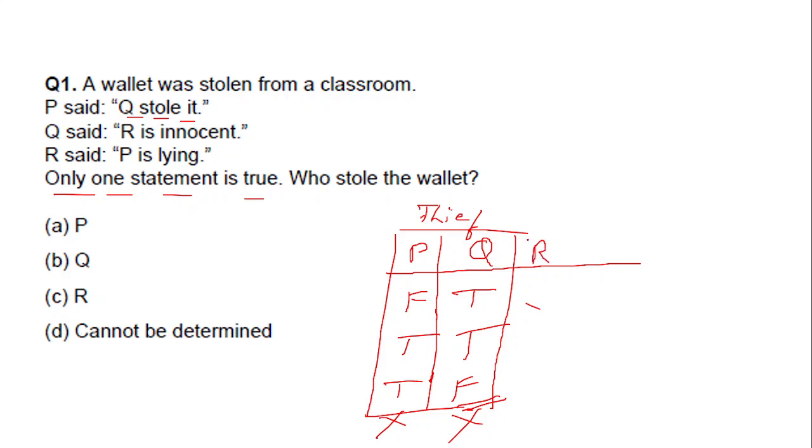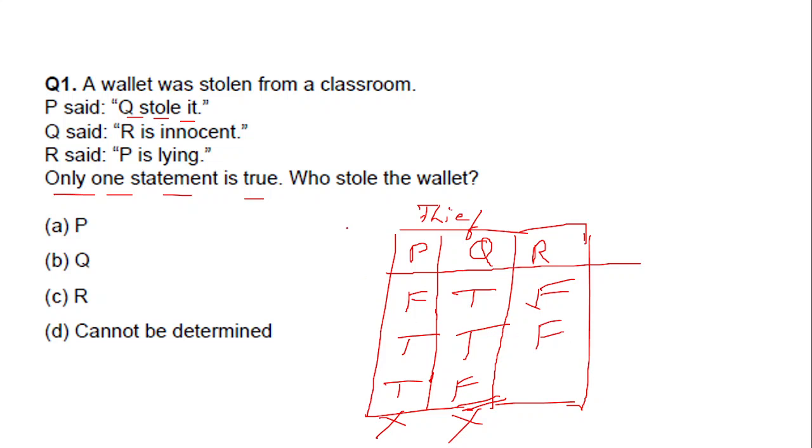Now last option is R is the thief. We'll see if this suits. Okay, R is the thief. That is our assumption. Last assumption is R is the thief. P said Q stole it. No, we will take it as false because R is the thief. So Q stole it is not possible. So this is false. Q said R is innocent. This is also false because R is the thief. That is our assumption. So even this is false.